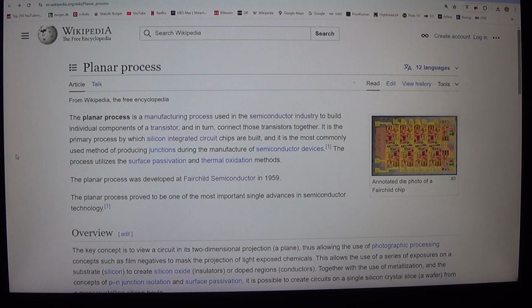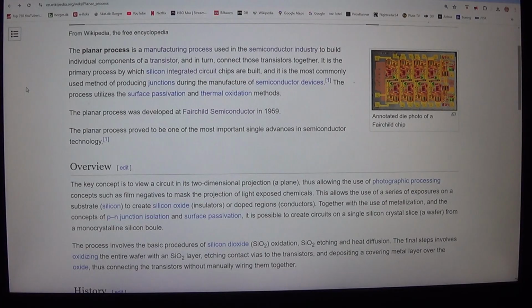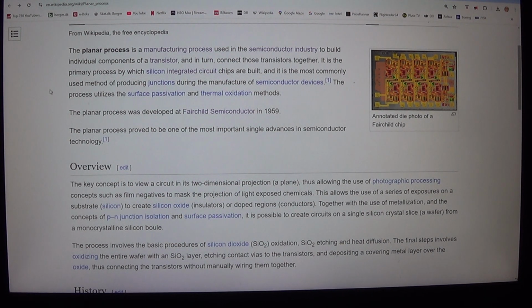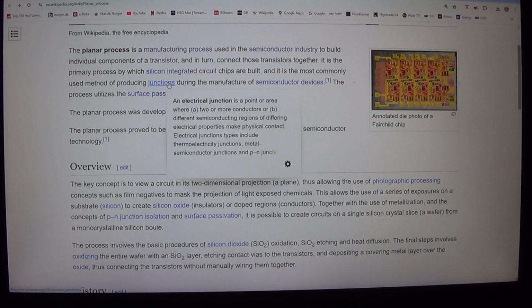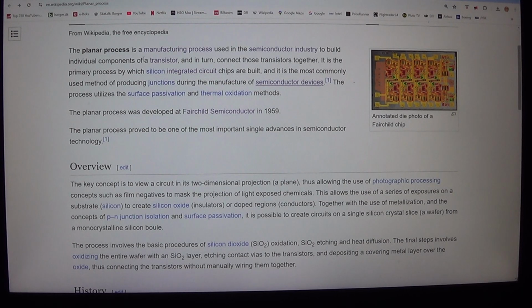Planar process. The planar process is a manufacturing process used in the semiconductor industry to build individual components of a transistor, and in turn, connect those transistors together. It is the primary process by which silicon integrated circuit chips are built, and it is the most commonly used method of producing junctions during the manufacture of semiconductor devices. The process utilizes the surface passivation and thermal oxidation methods. The planar process was developed at Fairchild Semiconductor in 1959. The planar process proved to be one of the most important single advances in semiconductor technology.